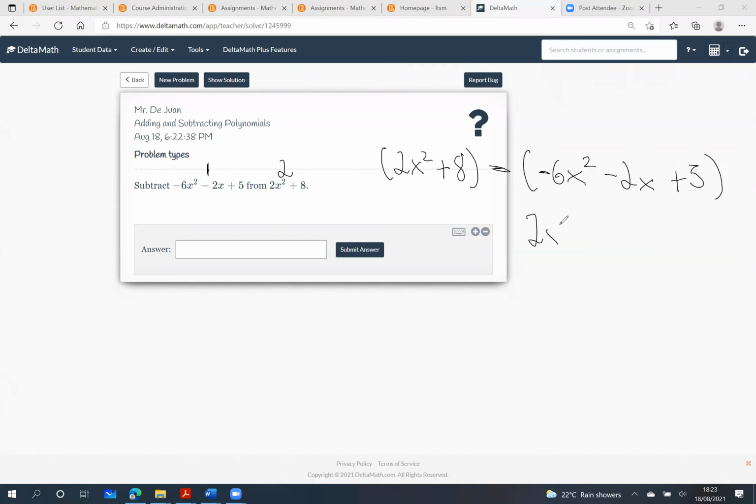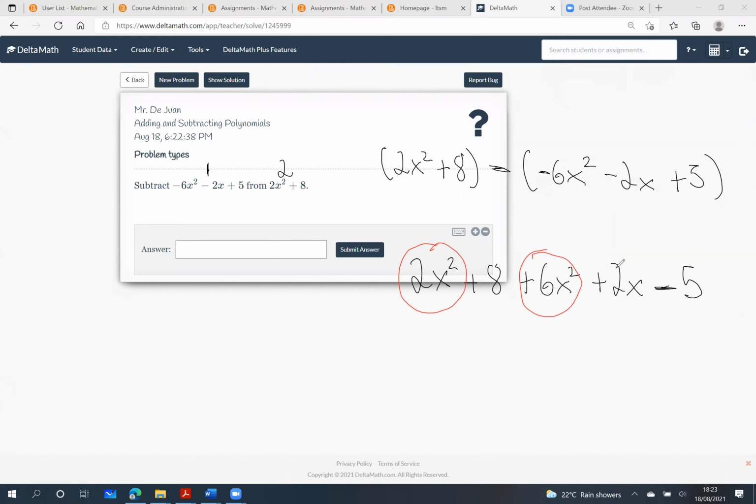Well, let's, one sec. I'm going to need a little bit more room here. We can just open up this first bracket, 2x squared plus 8, negative, negative, positive 6x squared, negative, negative, positive 2x, and negative 5. Yeah, negative 5. Now let's combine the like terms, 2x, 6x.